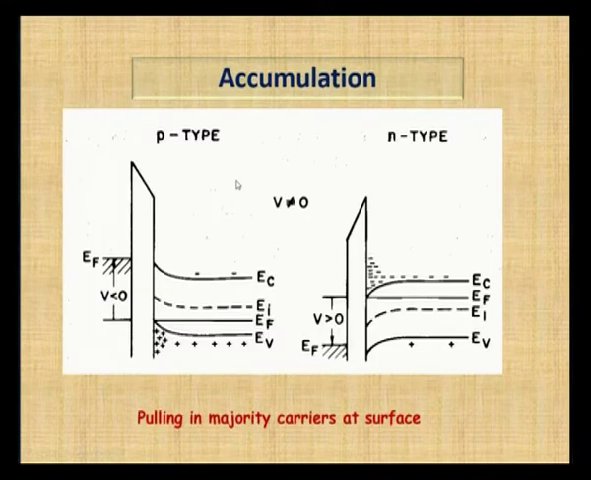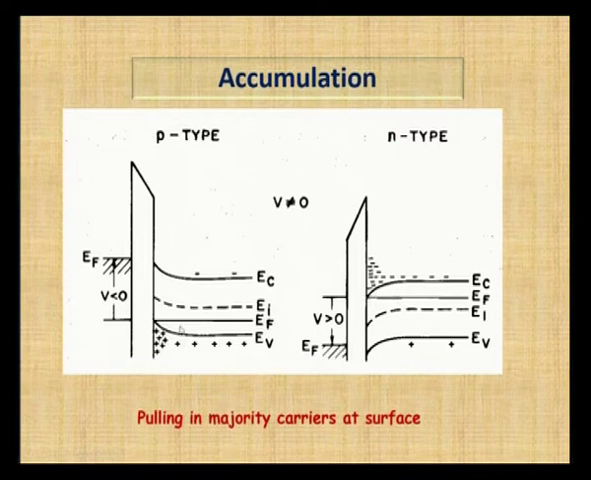Then accumulation: what happens when the applied voltage is below 0 and when applied voltage is above 0, what happens for p type and what happens for n type? When the applied voltage is not equal to 0, there is accumulation, the charge is going to accumulate. In the p type we know the majority carriers are the holes, the majority carriers in the valence band are going to accumulate below the Fermi level when voltage is less than 0. When we move to n type, when the applied voltage is greater than 0, the majority carrier electrons will accumulate in the conduction band.